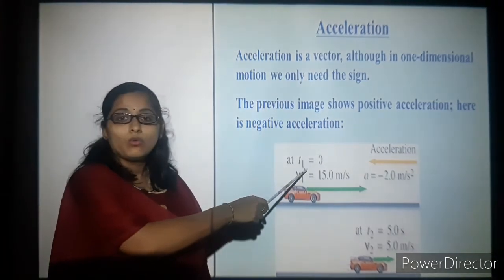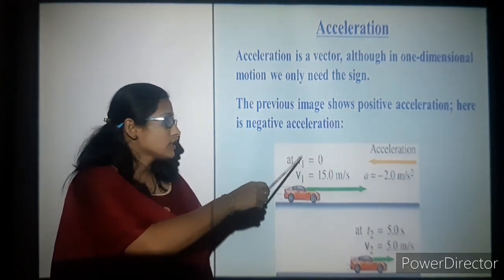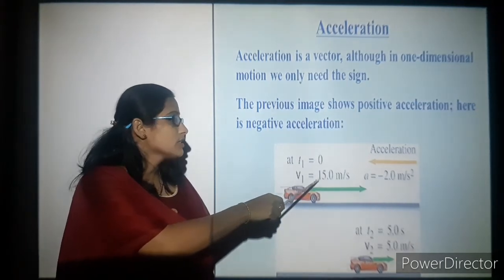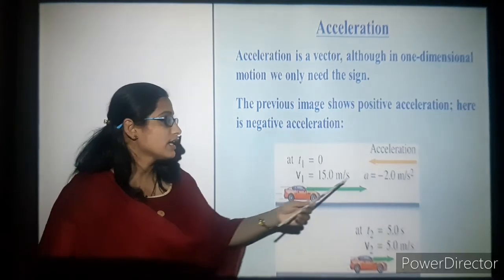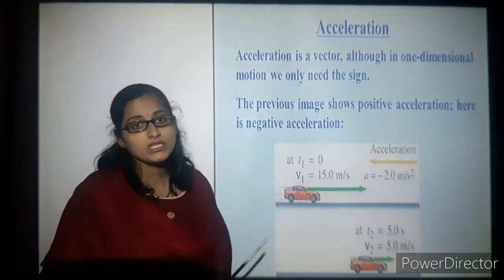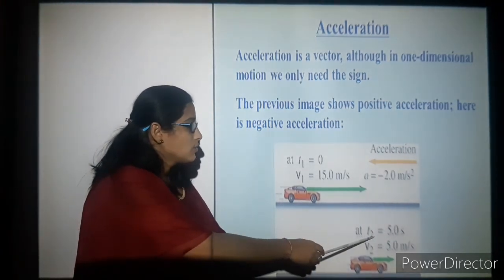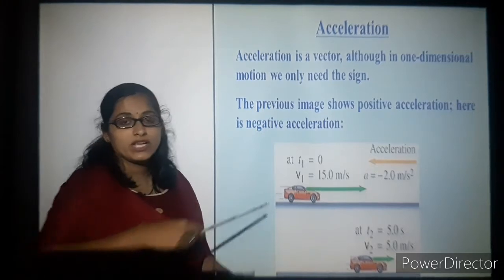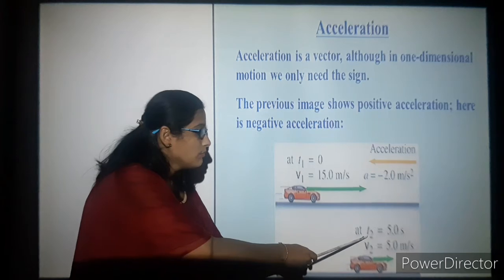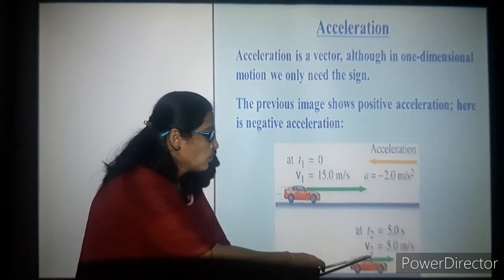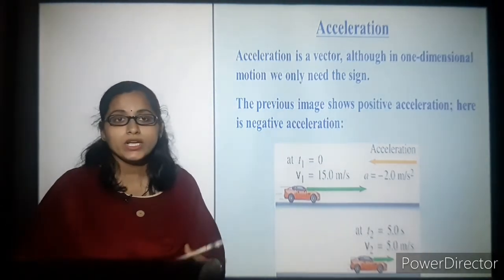So at time t1, our initial time is 0, and v1 is 15 meters per second, and its acceleration is opposite, that is, the negative acceleration is minus 2 meters per second squared. You can see that at time t2, the velocity is reduced. At time t2, 5 seconds, v2 is 5 meters per second, so the car is slowing down.